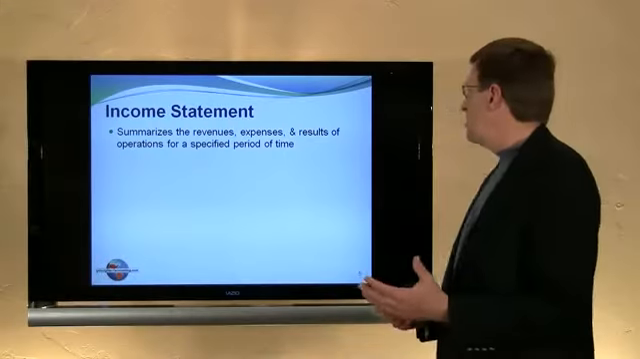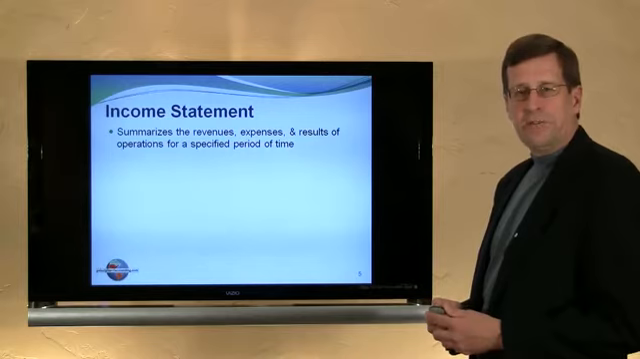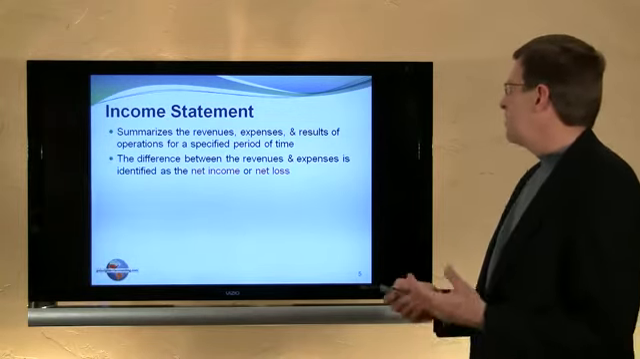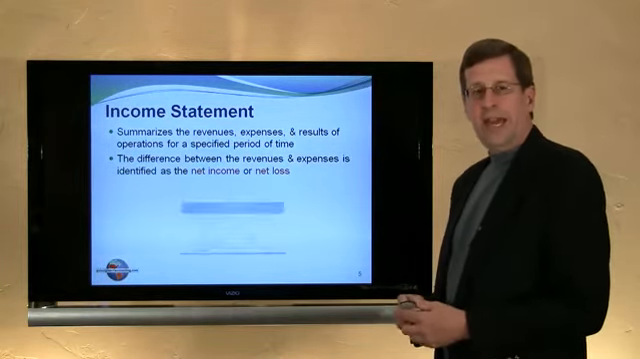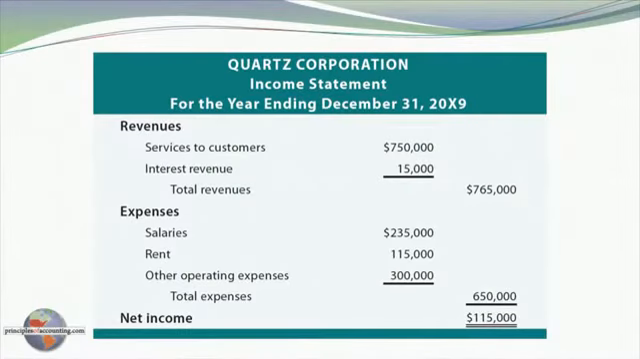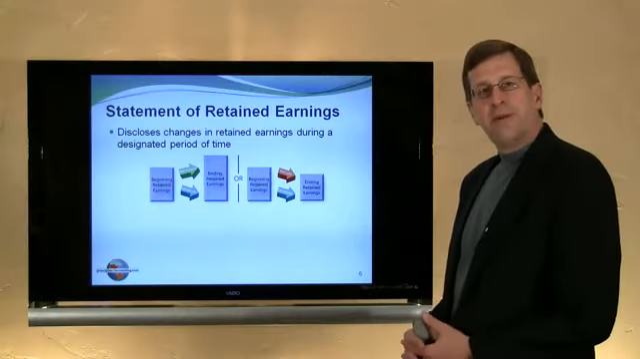The income statement reports the revenues and expenses and results of operations for a particular company. The difference between the revenues and expenses is termed the income or net income of the company. Here we have an example for Quartz Corporation. Importantly, note that we're reporting the name of the corporation in the heading, the name of the statement, the income statement, and the time period. This is a statement for a period of time, so we label it as such for the year ending December 31, 20X9. The total revenues of the company were $765,000, the total expenses were $650,000, and the net income was $115,000.